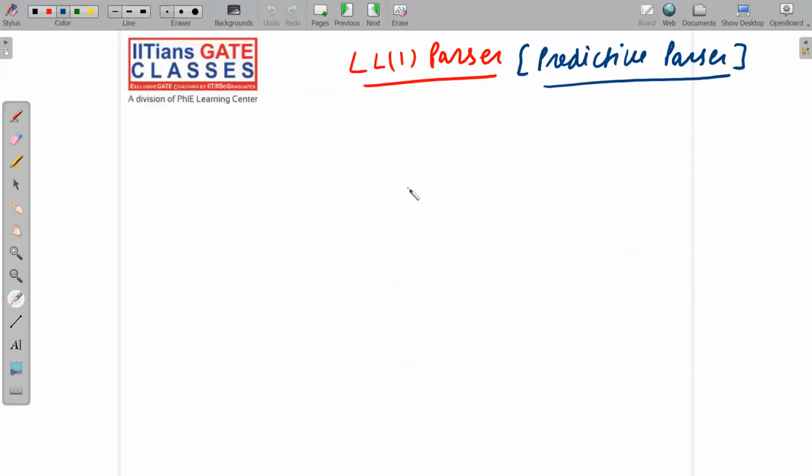So the LL1 parser is the predictive parser. Don't worry if you are not able to follow why we are calling it a predictive parser. We will come to it after a few slides. So, the LL1 parser we are going to start. The basic question which is asked in GATE many times: what is this L? This L means the string is scanned from left to right.